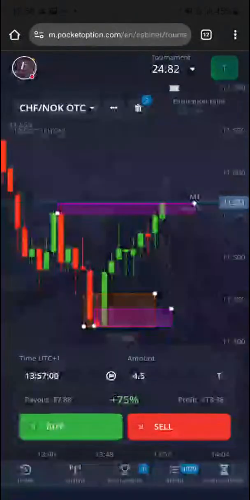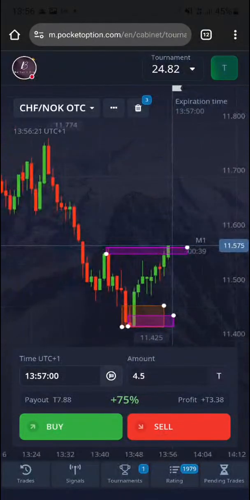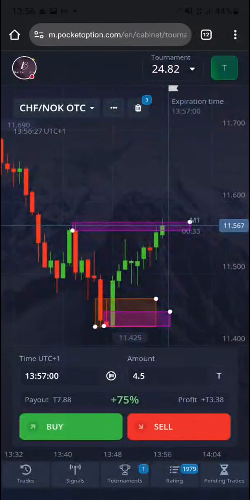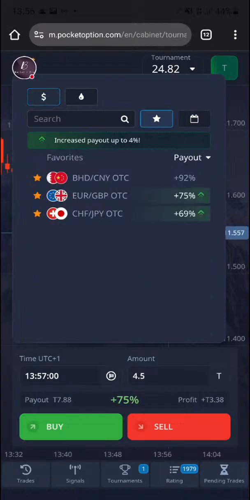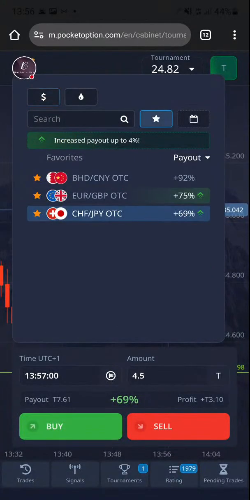Oh, you see this payout amount is already 75%. I usually don't like amounts when they are less than 80, 85. Though 75 is not bad, but no worries. Let's just go for a better one.